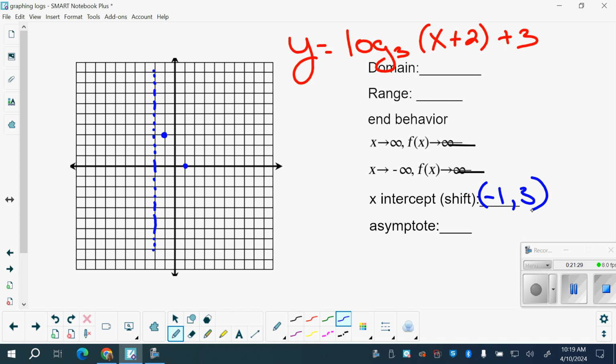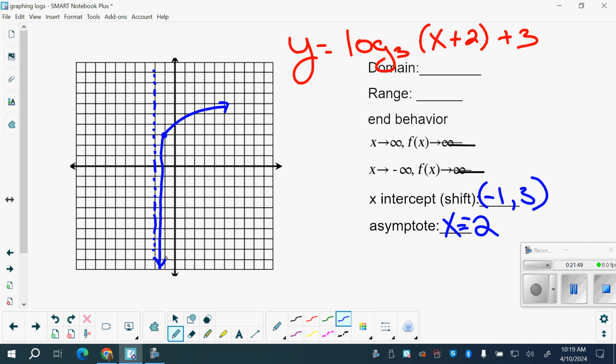Our asymptote here is x equals -2, because it's not. I'm making these all work out. Anyone who's watching the video now is going to get it right. Here's what it's going to look like. It's going to start low. It's going to make a turn there.